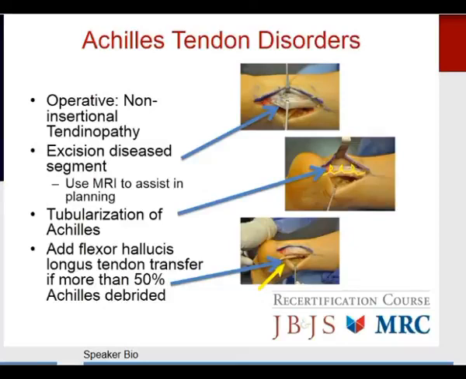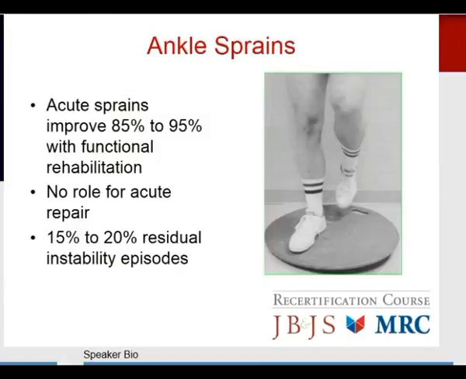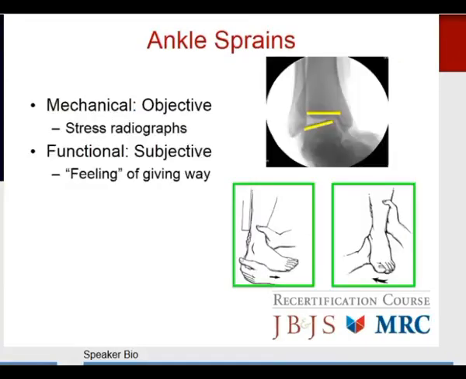Ankle sprains, we know that most of them improve with simple functional rehabilitation. There is no role for acute repair in patients with ankle sprains. 15 to 20% of them can have residual instability episodes. In that patient population, we look at that as either mechanical instability or functional instability. Mechanical is evident on stress radiographs as obvious deficits present in either the anterior tibiofibular or calcaneofibular ligaments. Functional is more of a feeling of it giving way with activities. Fortunately, both of those are treated the same.